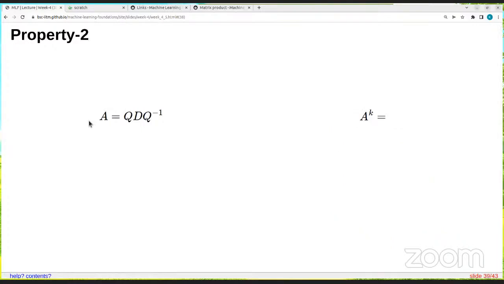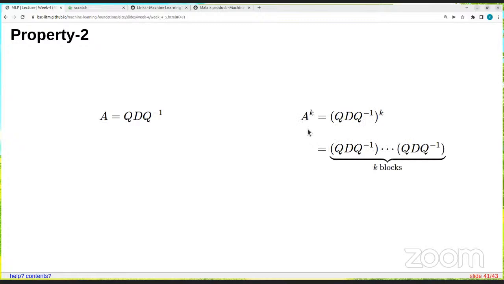Maybe it may not be so interesting, but property 2 is very useful, which is what happens when you raise a diagonalizable matrix to the kth power. Okay, we'll see what happens. So this is Q D Q inverse to the power k. So I just have k blocks of Q D Q inverse. So what will happen? It will be Q D to the power k Q inverse. Most of them will go to I, Q inverse and Q. Right.